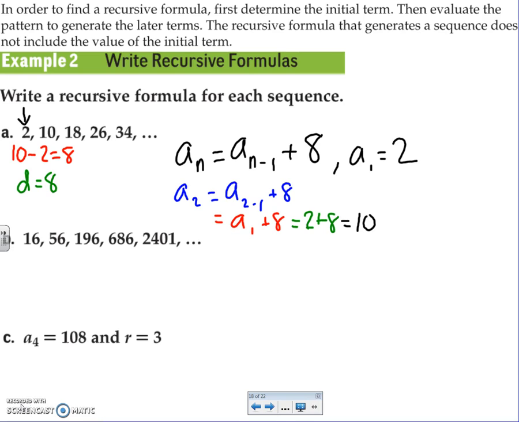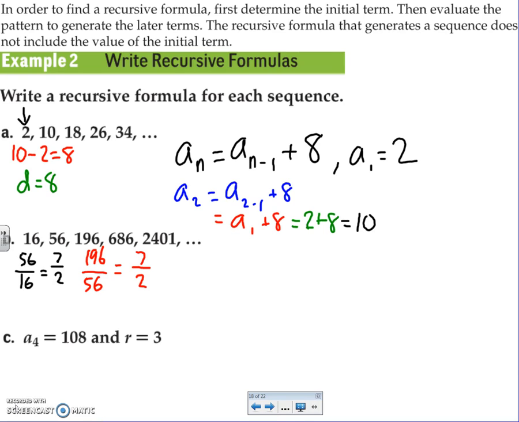geometric. If I do division, 56 over 16, that does reduce. I divide by 8, so 7 over 2. So that looks like my multiplier. I'll try the next one. 196 over 56. If I divide by 28, I also get 7 over 2. So it's the same. I multiply by 7 over 2.